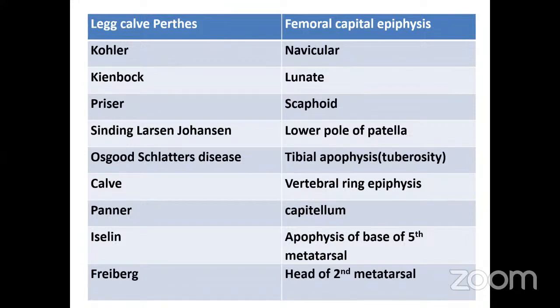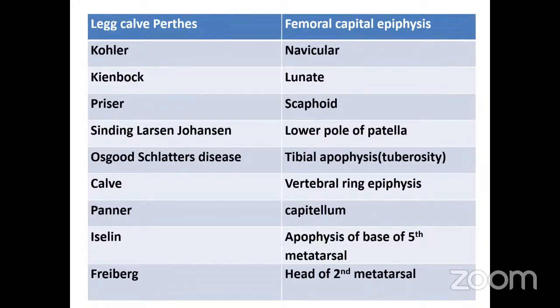I already told, it's due to the pull of the ligamentum patellae. It's again an apophysis, the tibial tuberosity. Then Calvé's disease. So don't confuse Legg-Calvé-Perthes with this Calvé. This is different. Calvé's disease is actually a ring apophysis. The vertebra develop a ring apophysis, and that's called the vertebral ring epiphysis, and that disease is called Calvé's disease. Then Panner's is actually an osteochondritis affecting the capitulum of the humerus, and Iselin's disease is actually an osteochondritis affecting the base of the fifth metatarsal.